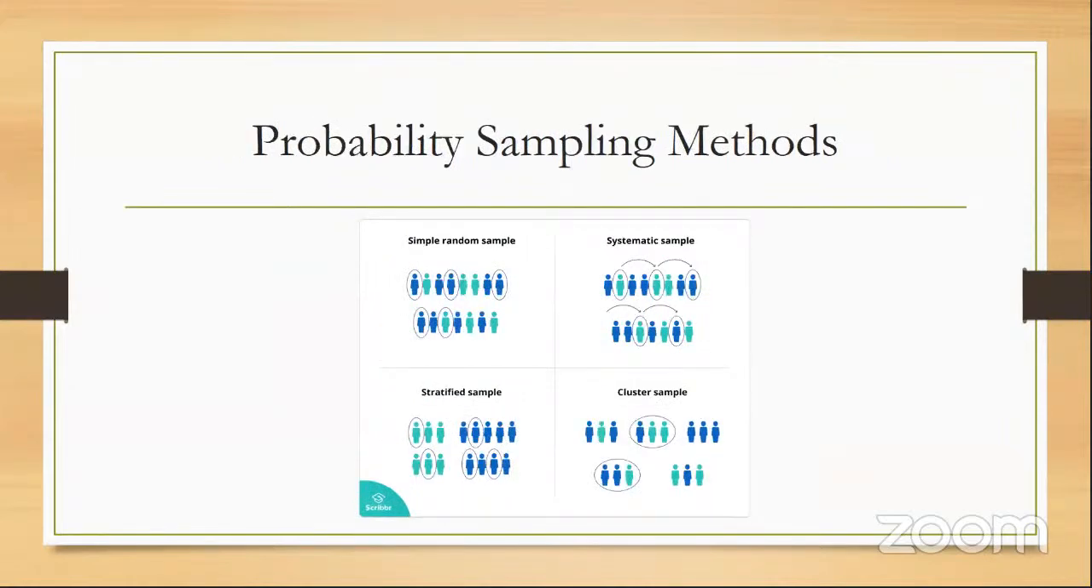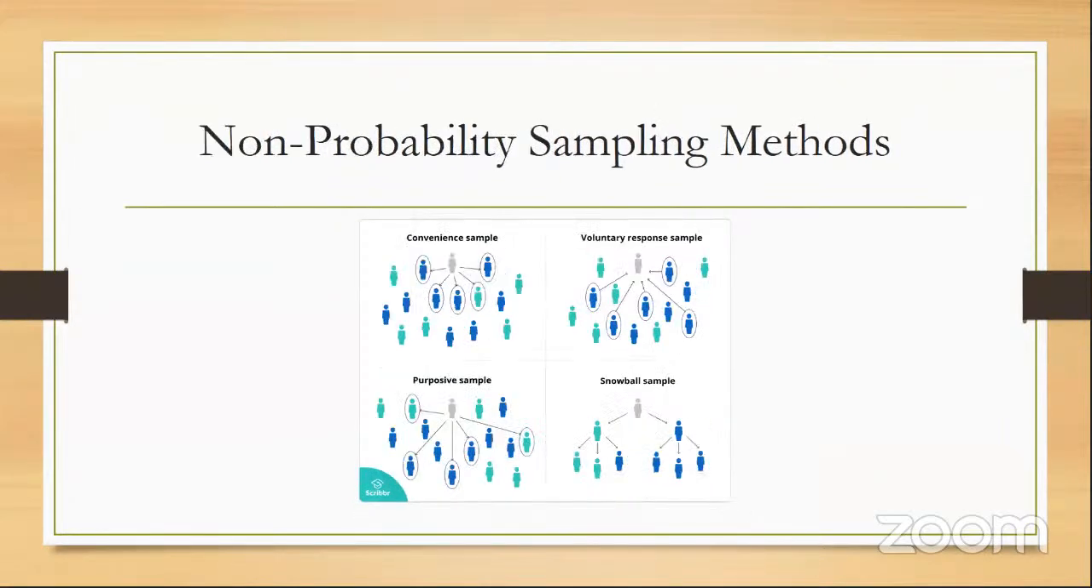So first, let us look at non-probability sampling methods. There is convenience sampling, voluntary response sampling, purposive sampling, and snowball sampling. As you can see in the diagram here, in convenience sampling, whoever we find convenient, that is, in this particular case, this person is closer to so and so people, so he gets data from these people.